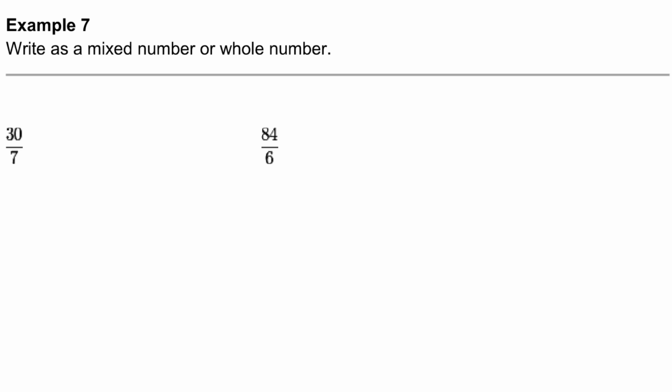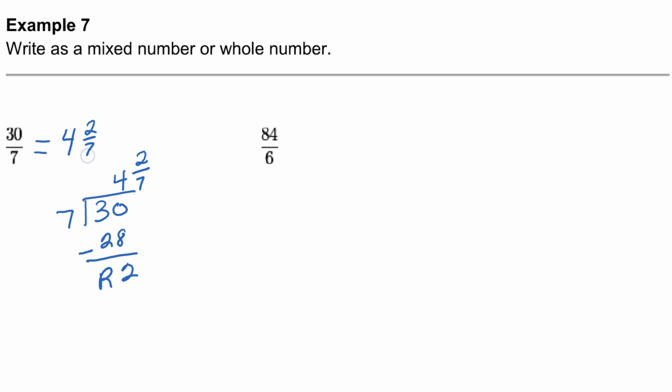Now we're going to write the following fractions as a mixed number or whole number. We have 30 over 7, so we're going to do long division, 30 divided by 7. 7 times 4 is 28. You subtract 28 from 30, which gives you 2. And this is our remainder. So you have 4 and then your remainder over 7. So 30 divided by 7 is 4 and 2 sevenths.